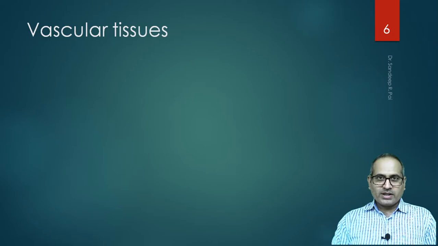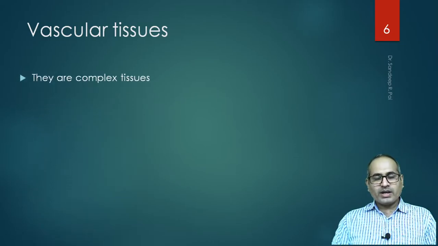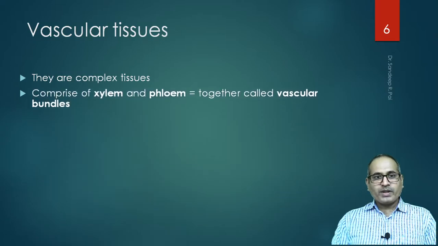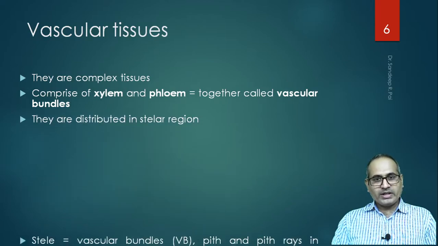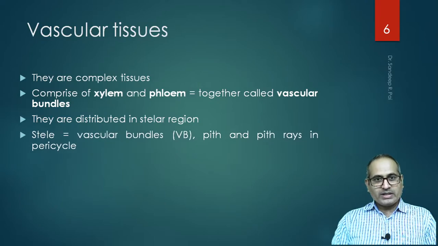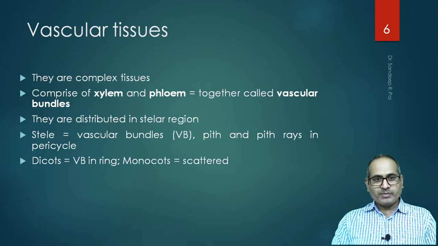So let us first understand what vascular tissues are. They are complex tissues as described earlier. They comprise xylem and phloem. Xylem and phloem together are called vascular bundles. They are distributed in the stellar region. What is stele? Stele is nothing but a vascular bundle with pith and pith rays in pericycle.